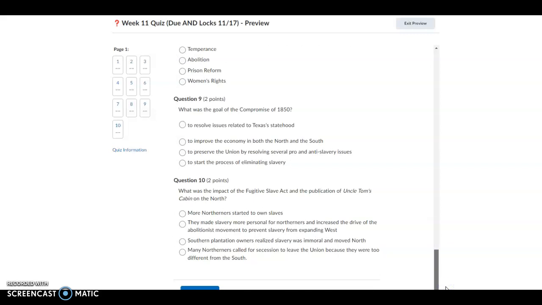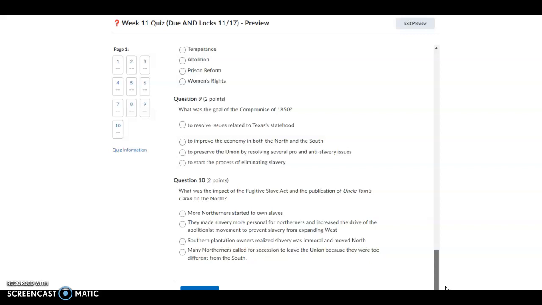Question 9. What was the goal of the Compromise of 1850? A, to resolve issues related to Texas's statehood. B, to improve the economy in both the North and the South. C, to preserve the Union by resolving several pro and anti-slavery issues. Or D, to start the process of eliminating slavery.